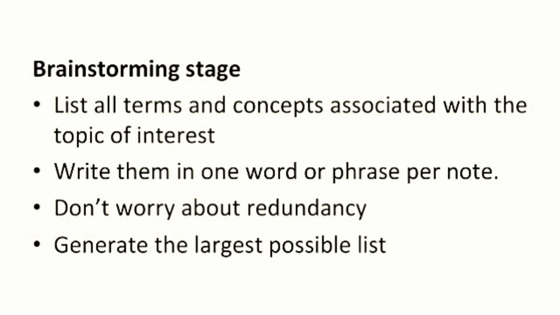Now we can discuss this one by one. The brainstorming stage of concept mapping deals with listing all the terms and concepts associated with the topic of interest. Then we have to write them in one word or phrases and note them properly. You don't have to worry about redundancy, because there may be many things which are noted many times. And then we have to generate a possible list of concepts which we are going to discuss.